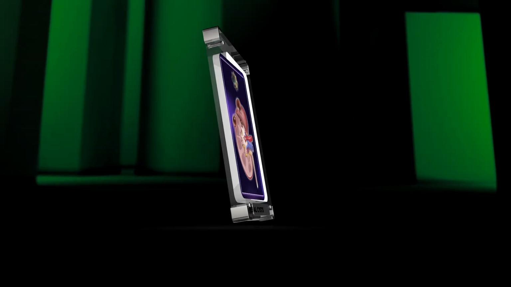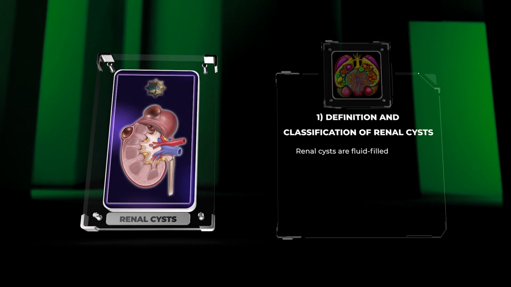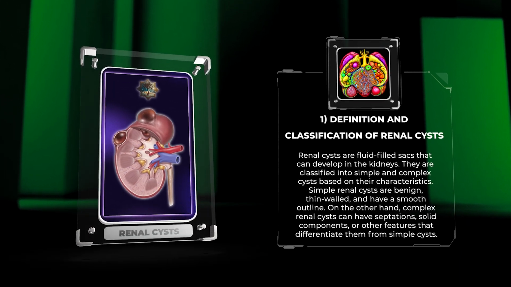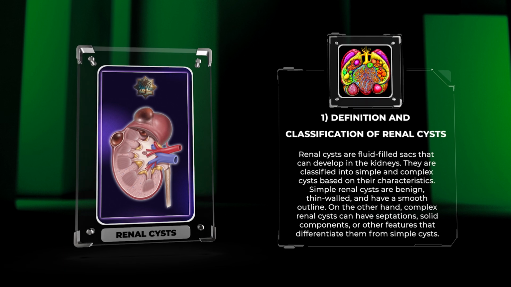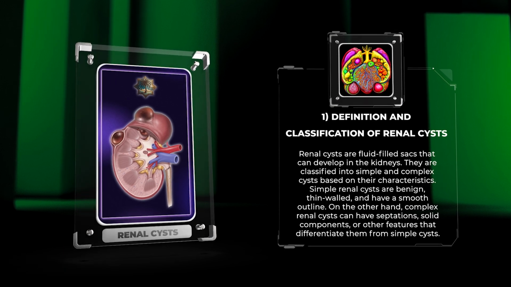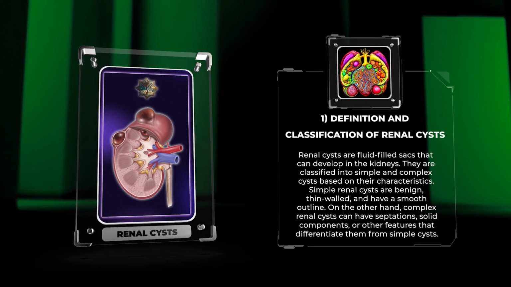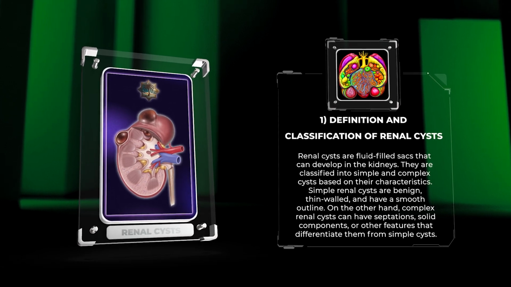Renal cysts are fluid-filled sacs that can develop in the kidneys. They are classified into simple and complex cysts based on their characteristics. Simple renal cysts are benign, thin-walled, and have a smooth outline. On the other hand, complex renal cysts can have septations, solid components, or other features that differentiate them from simple cysts.